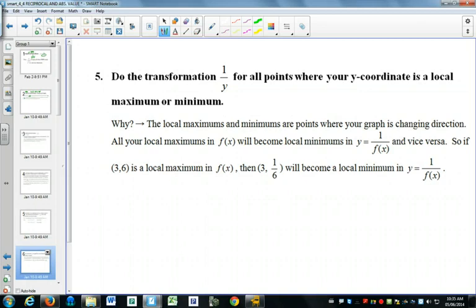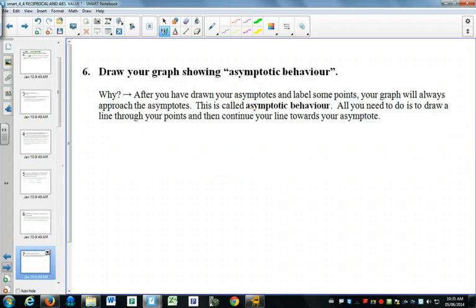We're going to look especially at maximum and minimum points to figure out where they're going to go. Because if you have a maximum, say the value is 10, that's your biggest value. When you do 1 over 10 on your other graph, it will become your smallest value. Because the bigger number you have on the bottom will become a minimum. And then at the end, since you'll have a bunch of asymptotes, you're going to connect your dots and draw it towards the asymptotes and see what it looks like.